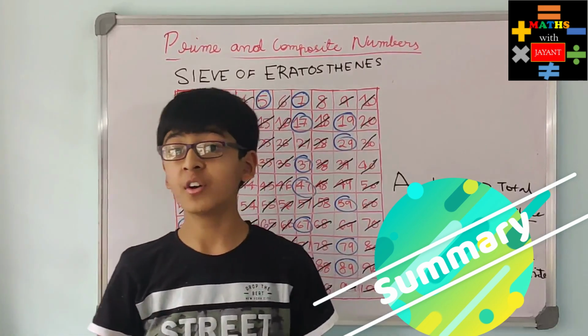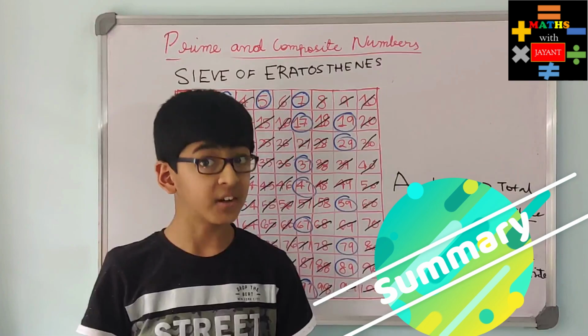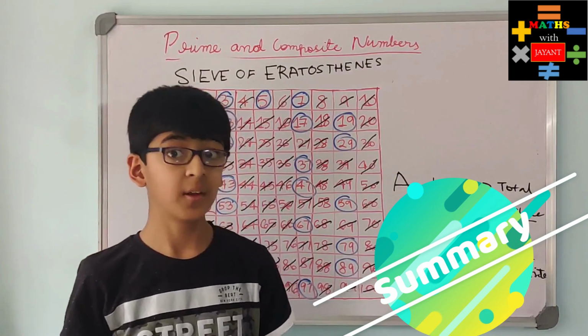And also that we have 25 prime numbers between 1 and 100 as well as 74 composite numbers between 1 and 100.